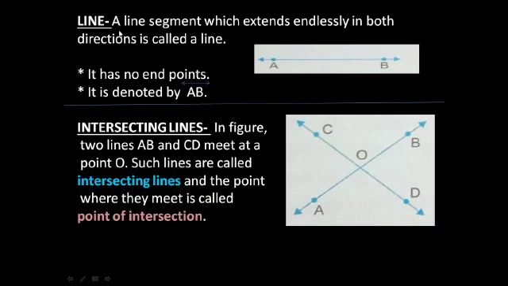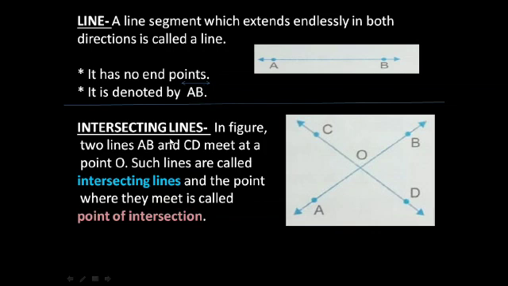Next we will see line. A line segment which extends endlessly in both the directions is called a line. Here you can see 2 points A and B. Both sides it can be extended. It has no end points. It is denoted by AB and above you will draw a line with the arrow marks on both sides.